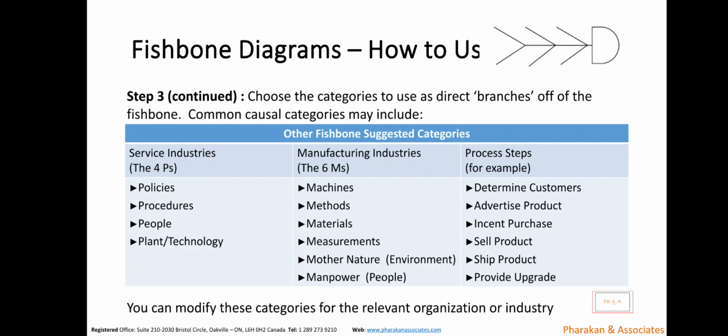So these are the various types of categorization. If you are in the service industry, you may decide to use the 4 P's. You may decide to use the 6 M's, which is typical in the manufacturing environment. Or you could decide to use any other type of categorization. So for instance, you could just say, okay, we want to walk through the process. What are the various sub-elements within the process from beginning to end?